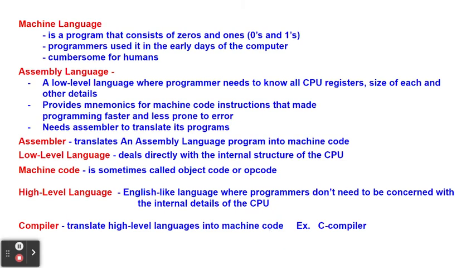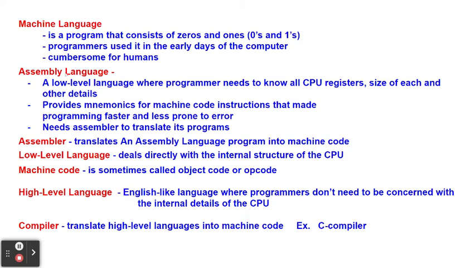Now, there are different terms that follow, like machine language. This is a program that consists of zeros and ones. Programmers used this machine language in the early days of the computer. But this is, of course, very difficult and cumbersome for humans. And that's what machine language is.